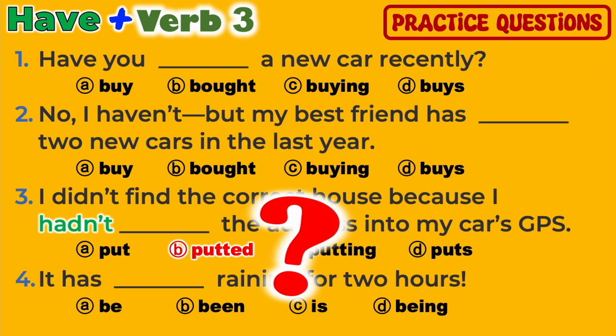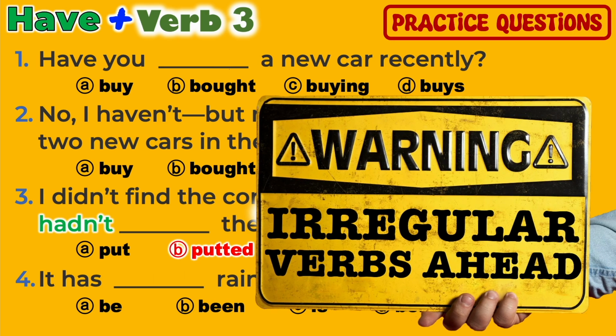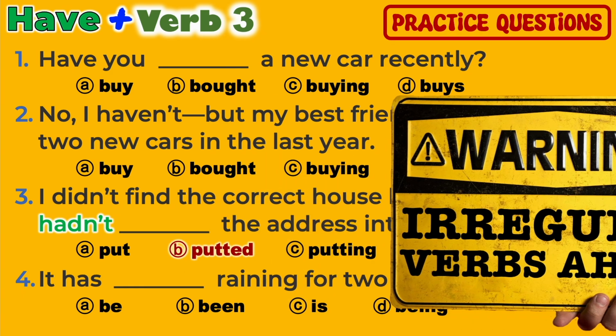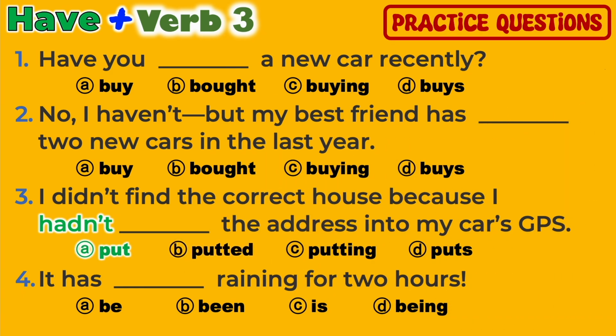Be careful. This is a bad answer. There is no putted. Putted is a fake word. This is an example of crazy English, an irregular verb. Putted does not exist, okay? When we need verb 3, we use put. Here's the thing. Verb 1, put. Verb 2, put. Verb 3, put. It's a crazy verb. Okay, number 4.